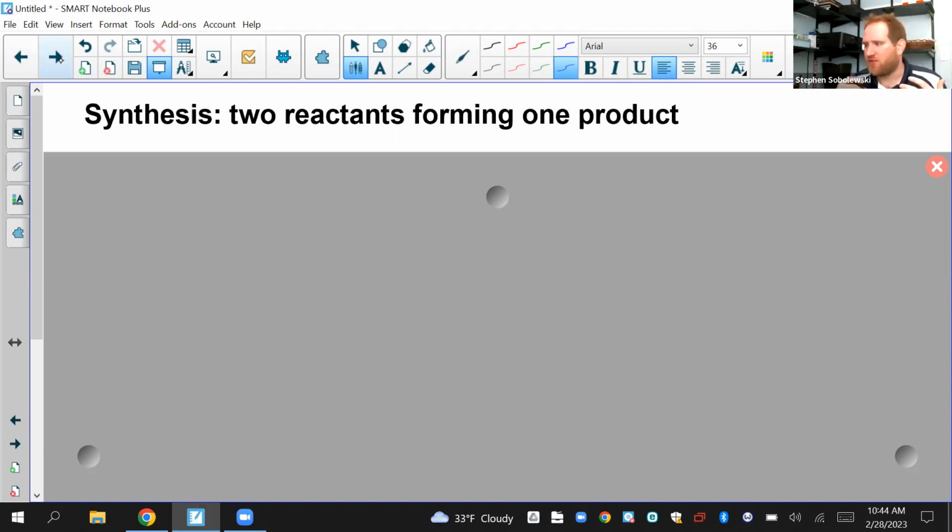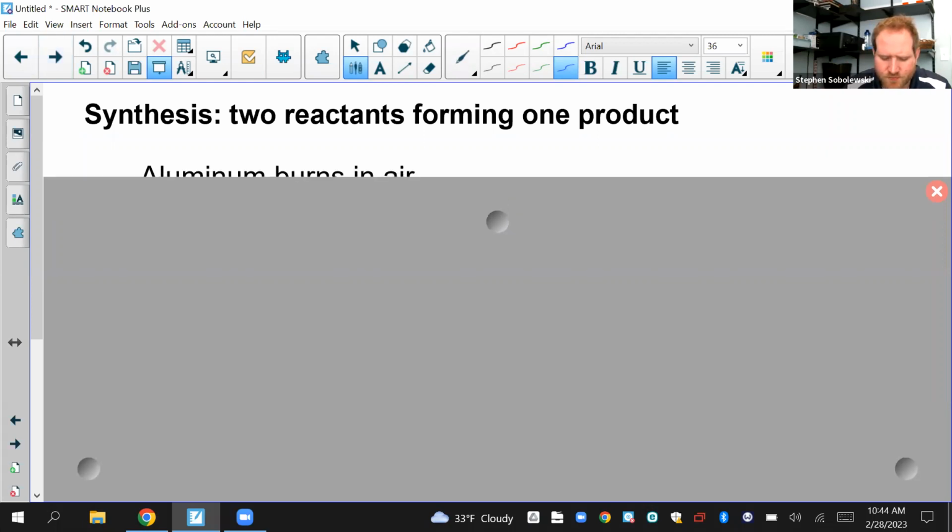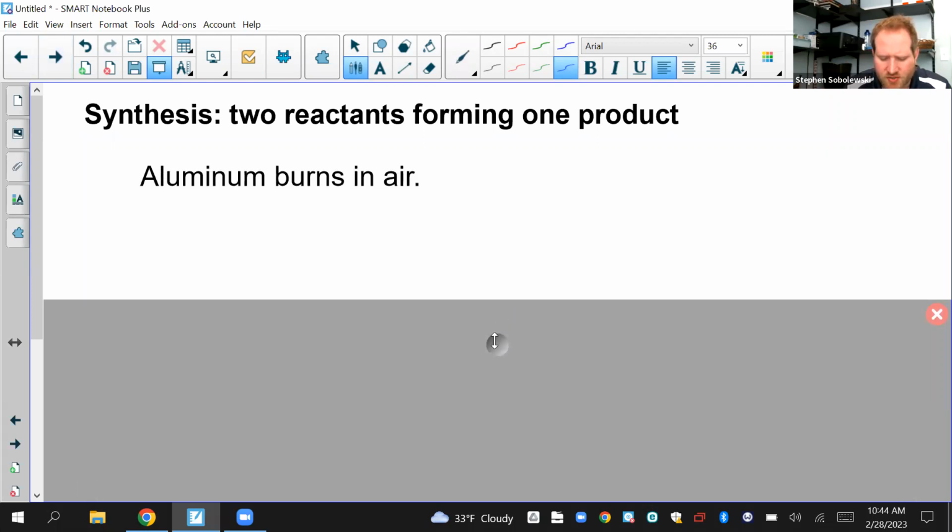The most common examples of this are going to be like metals burning. So, for example, when you did the magnesium oxide lab, you burned magnesium, it reacted with oxygen, forming magnesium oxide. So magnesium plus oxygen yields magnesium oxide. There are some other examples you'll see as well. So let's go through some of these, starting with aluminum burns in air.